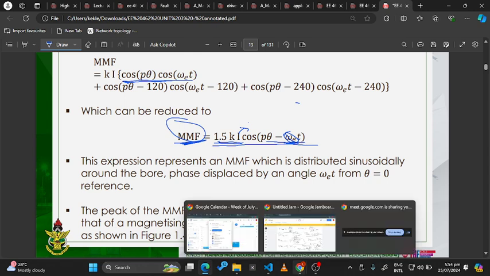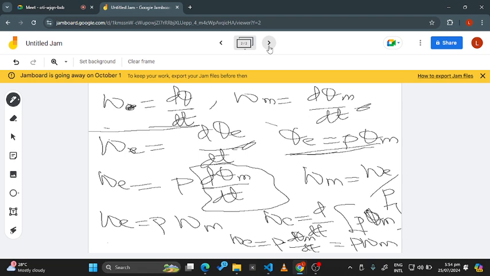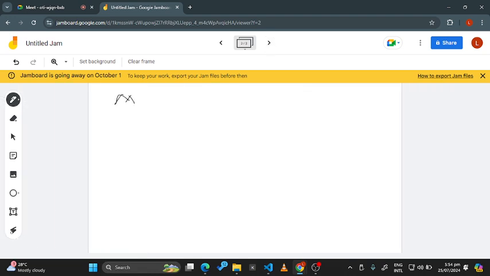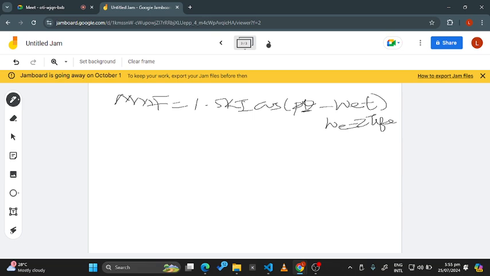Now let's go back to the Jamboard. So I have MMF equals 1.5 K I cos of P theta minus omega e t. I want to see at what value of theta, because this is what is rotating. And this omega e here is equal to 2 pi f e, right? So this is the supply frequency. If the supply frequency is fixed, it means the synchronous speed is fixed. We can't do anything about it.